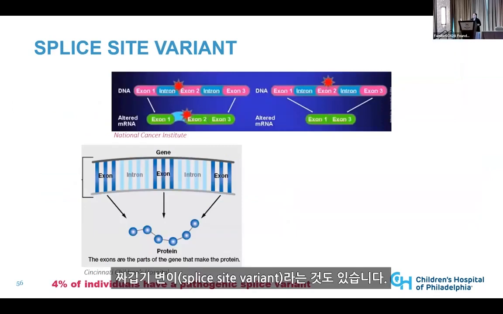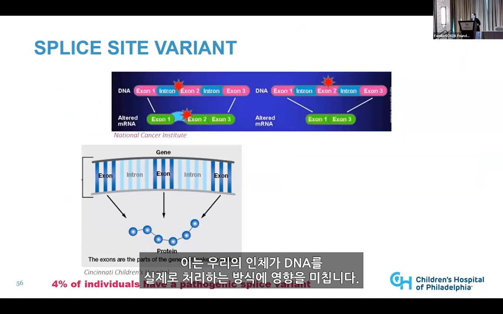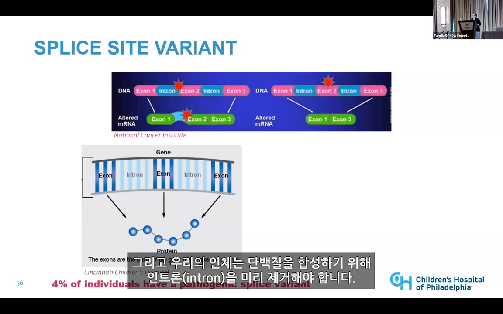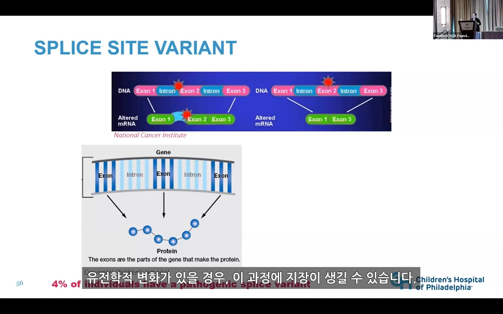We also have what we call splice site variants. And this has to do with the way that our body actually processes the DNA. So there are different segments of our DNA called exons and introns. And one of the things that our body has to do is remove these introns when it goes to actually build the protein. So if there's a genetic change which interferes with the body's ability to recognize where an intron stops and starts, that can disrupt this process.